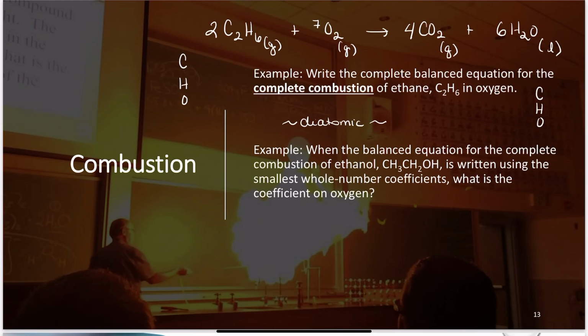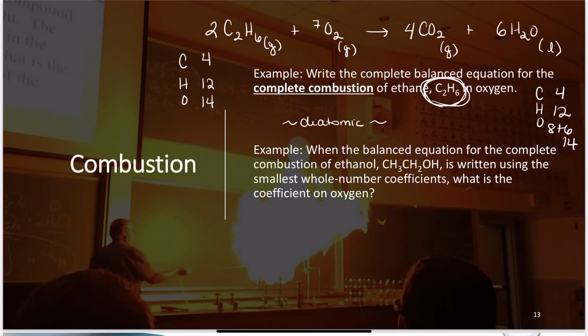Now I want to go back through and just make sure that my answers are correct. When I look at carbon on my reactant side, I have 4 carbons. Hydrogen, I have 12 hydrogens. Oxygen, I have 14 oxygen. On my product side, 4 carbon, 12 hydrogen, and 8 plus 6, or 14 oxygen. It is balanced.